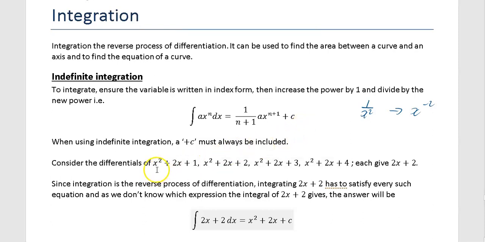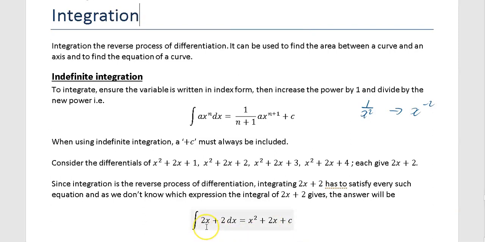So here, if you have x squared plus 2x plus 1, that's one function. If you differentiated that function, what you would get would be 2x plus 2. If you had x squared plus 2x plus 2, if you differentiated that function, you would get 2x plus 2. And if you had x squared plus 2x plus 3, or x squared plus 2x plus 4, you'd still get 2x plus 2. That means if you integrated 2x plus 2, you would get x squared plus 2x plus some unknown constant. So we don't know what that is. You would have to be given a wee bit more information to find that out.